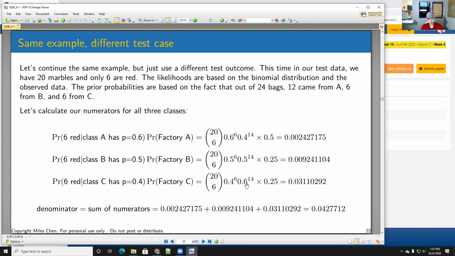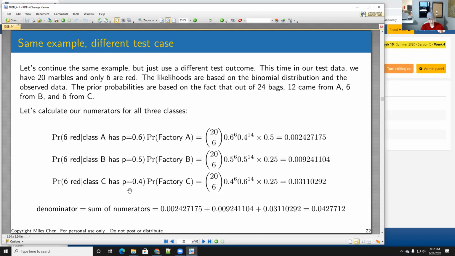look at these numbers, okay? Factory C has the highest likelihood, right? Because if it came from factory A and factory A is 60% red, then there's a low likelihood that it's going to produce a pouch where only 6 out of the 20 marbles are red, where only 30% are red, right? If factory A produces pouches with 60% red in general, could it produce a pouch with only 30% red? It's possible, but it's pretty unlikely, right? And that's going to be reflected in this likelihood. When you do the binomial probability, this calculation is going to be quite low, okay?